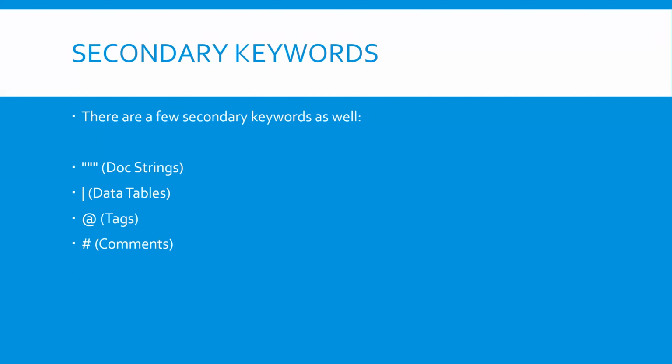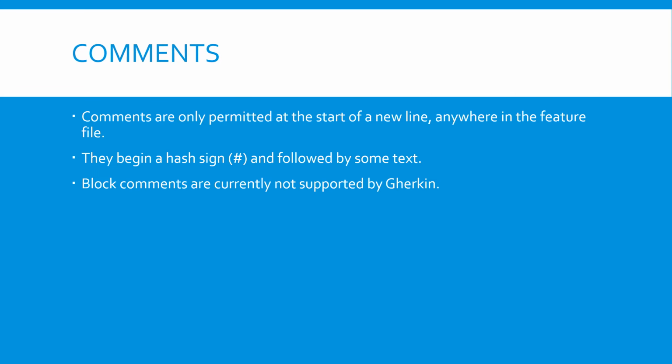Other keywords that you're going to see are doc string, data table, tag, and also comment. We are going to look at how these are used. The first thing we need to consider now is comments. Like every programming language, there are always going to be comments. They are permitted, basically. When you put a comment in code, the computer basically ignores it, so you can use that to explain what you're about to do.